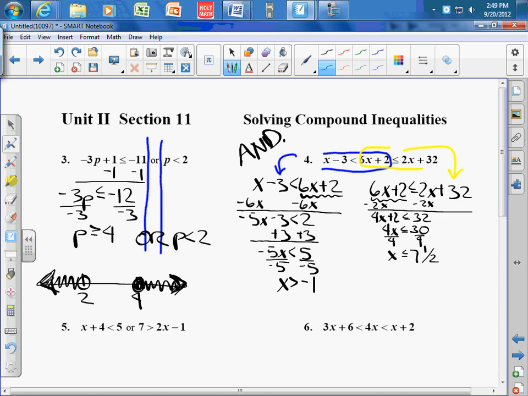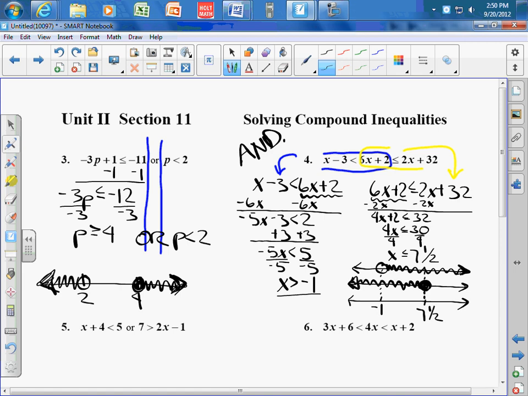So since this is a compound and, 3 number lines, all labeled the same. Negative 1 on the left, 7.5 on the right. How would you graph greater than negative 1? Hollow circle at negative 1, shade to the right. Less than or equal to 7.5 would be filled in at 7.5, shade to the left. Where do they overlap? Well, it's hollow at negative 1, filled in at 7.5, and shaded in between.